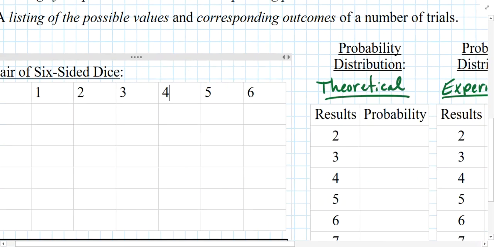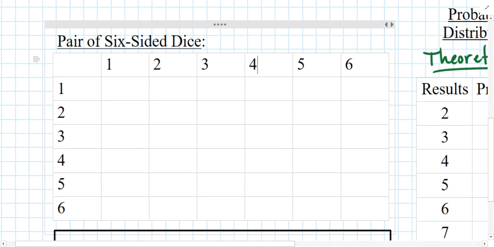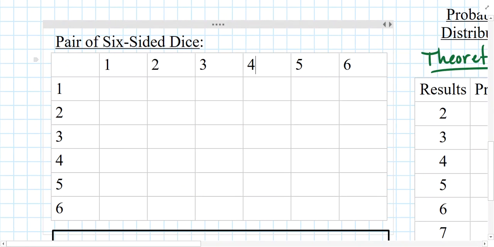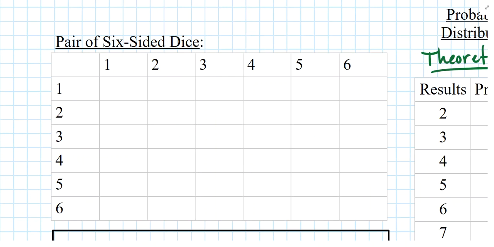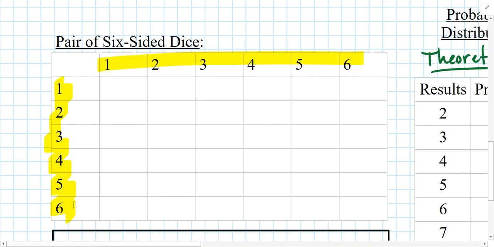Consider a pair of dice. The possible outcomes of rolling a pair of fair dice would be 2 through 12. We can see this by completing the table on the left, whose rows and columns represent the results of each die. Pause the video now to complete the table by adding the entries from each row and each column to determine the possible outcomes.